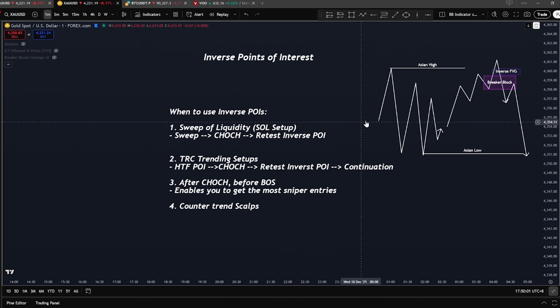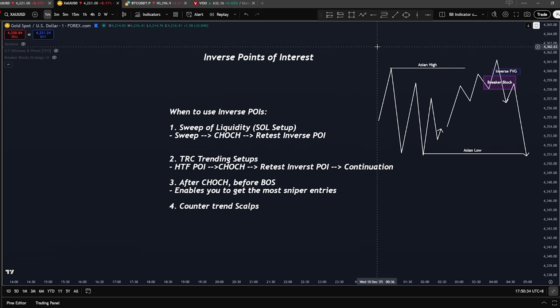So your sweep of liquidity setups are going to be very, very useful, right? When you do see a sweep of the Asian high or an Asian low or your New York high, New York low, London high, London low, no problem. Once price respects those areas and it starts to give you your change of character, important change of character, start to spot out your inverse POIs, your breaker block, and your inverse fair value gaps. If you have them, you can always use those areas as points of interest to look for that reversal move.